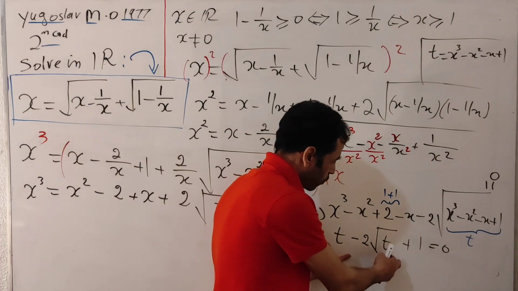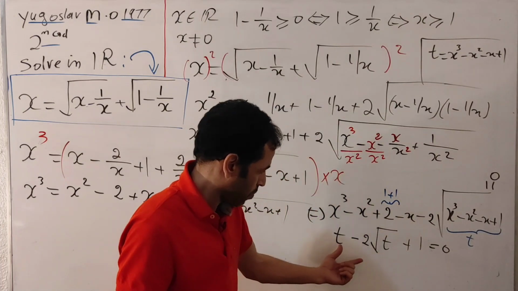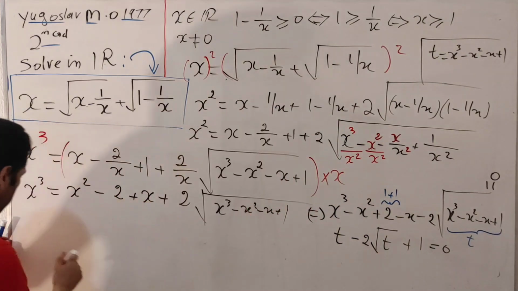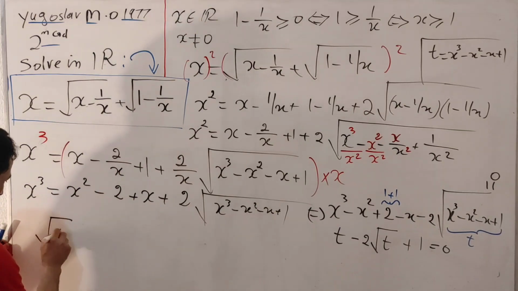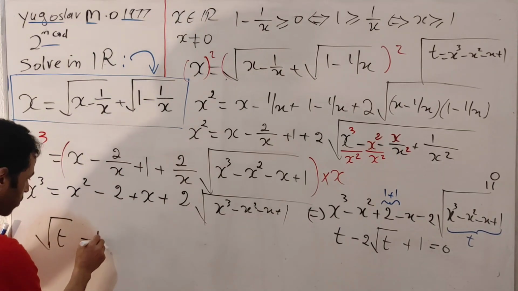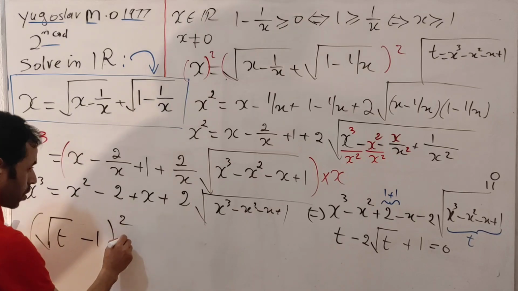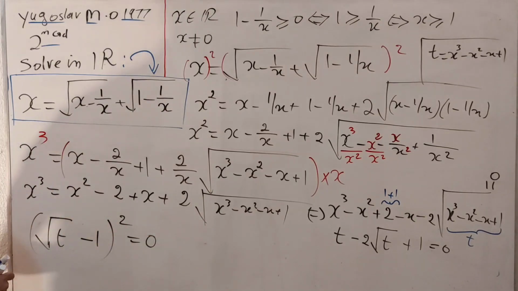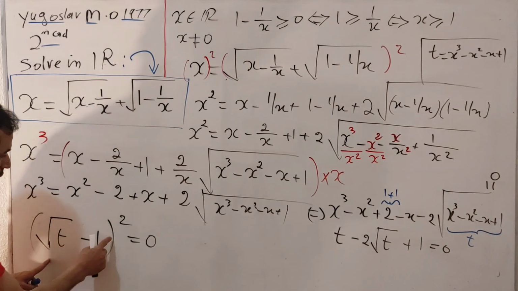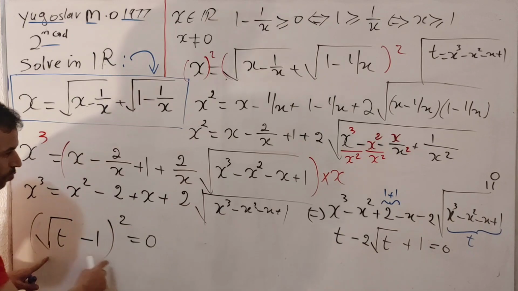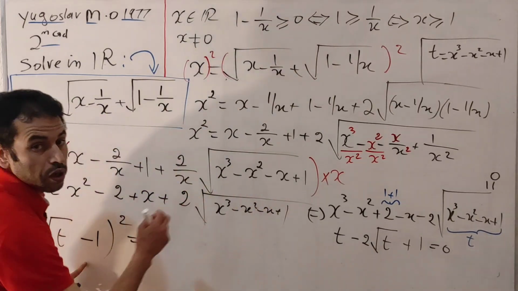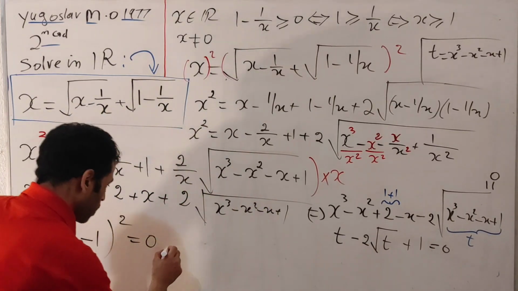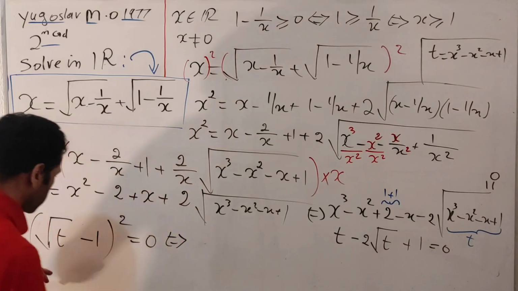This one is written in the form of a square, as a binomial quadratic form. This one is the same as the square root of t minus 1, squared, equals 0. Because if you distribute this one, it gives you t as the first term. The second term is given as minus 2 times the square root of t, plus 1. Then I'm simply going to solve this equation.